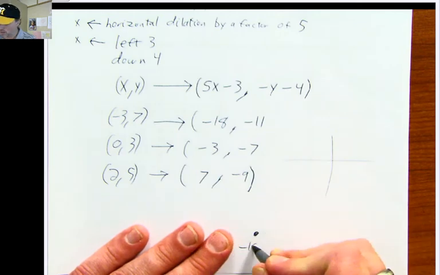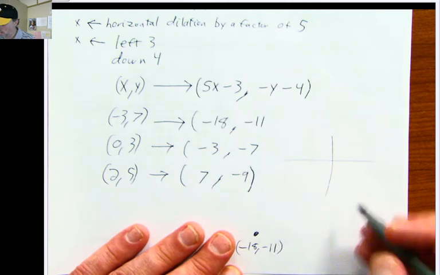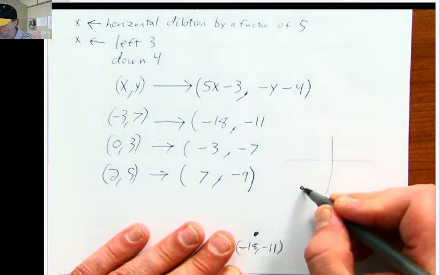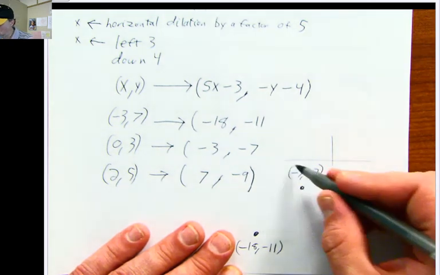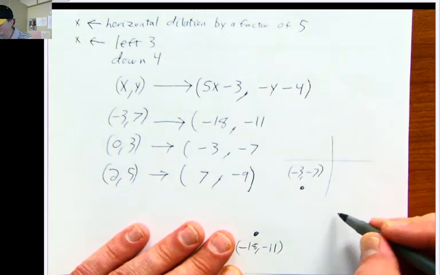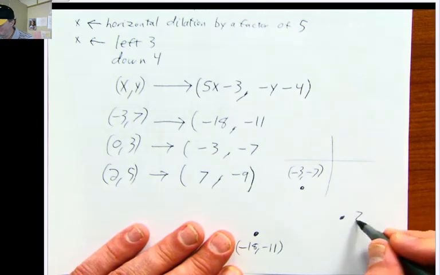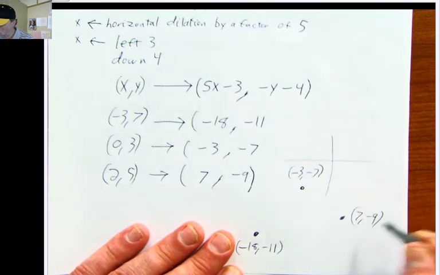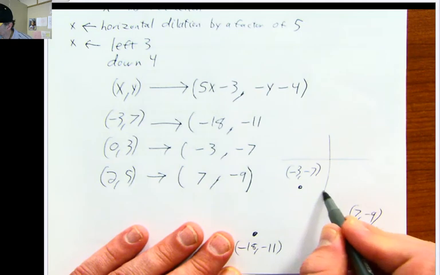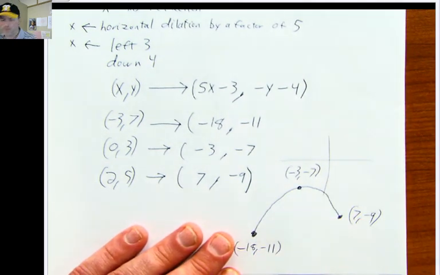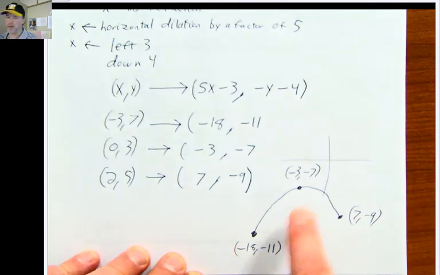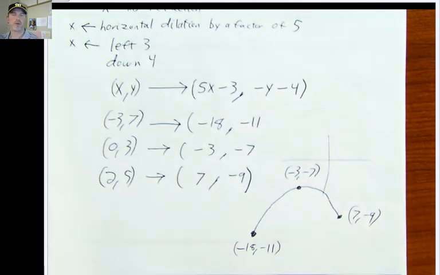So negative 18 comma negative 11, that was my first point. Then my second point was negative 3, negative 7. And my third point was positive 7, negative 9. So your graph might not look perfectly the same, but at the end of the day, because you're team non-graph paper, all I'm going to do as your grader is look at these 3 coordinates and make sure that those 3 coordinates are in the exact appropriate spot.